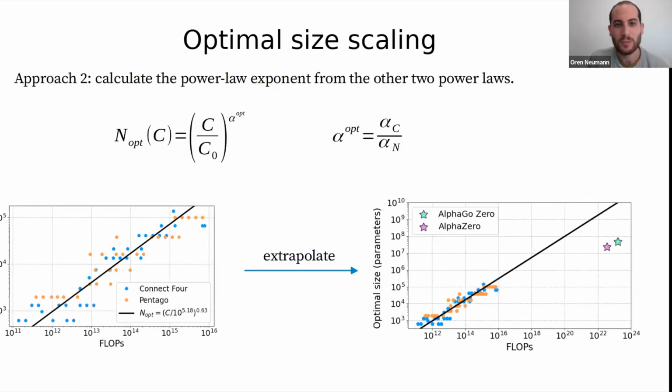If you do some linear algebra, you can actually notice that the optimal size of an agent scales with an exponent that has to be determined by the other two exponents, the other two scaling laws that I've showed you. Specifically, the optimal size exponent equals the ratio between the compute exponent and the parameters exponent. And why is this important?